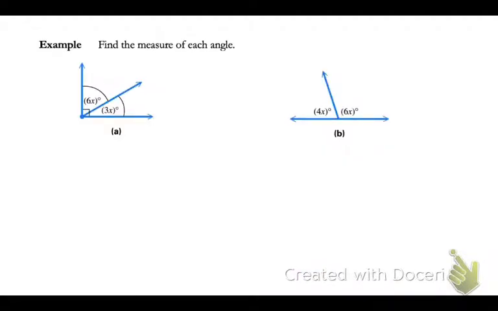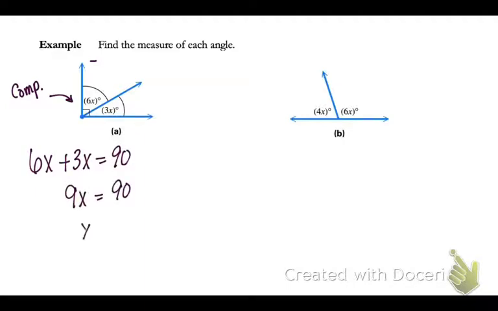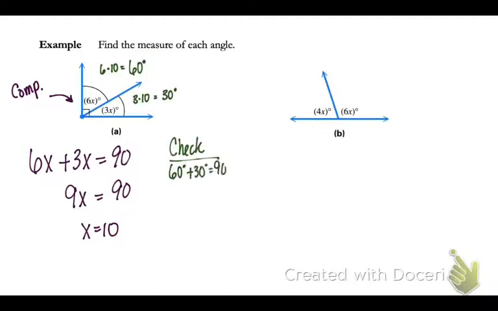Example, find the measure of each angle. So for problem A, I notice that these are complementary angles because they add up to 90 degrees. So I'm going to add 6x and 3x, set it equal to 90, and solve for x. Then I'm going to make a note that the question is asking me to find the angle measure. So x equals 10 is not my final answer. I need to plug 10 back into the angles, and I can always check by seeing that they add up to 90 degrees.